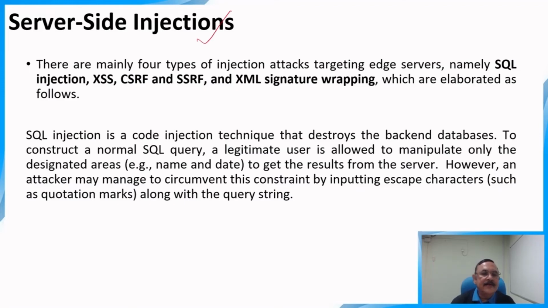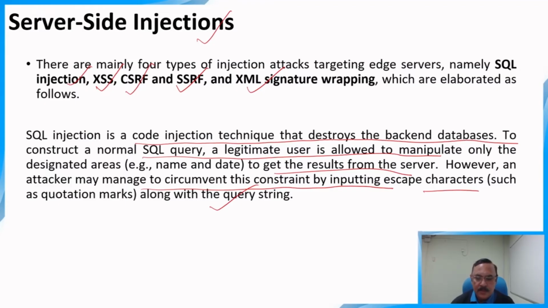Now, for server side injection, there are 4 different types of injection attacks targeting the edge servers, namely SQL injection, XSS, CSRF, SSRF, and XML signature wrapping. Now, SQL injection is a code injection technique that destroys the backend servers. To construct a normal SQL query, the legitimate user is allowed to manipulate only the designated areas to get the result from the server. However, an attacker may manage to circumvent this constraint by inputting escape characters along with the query string.